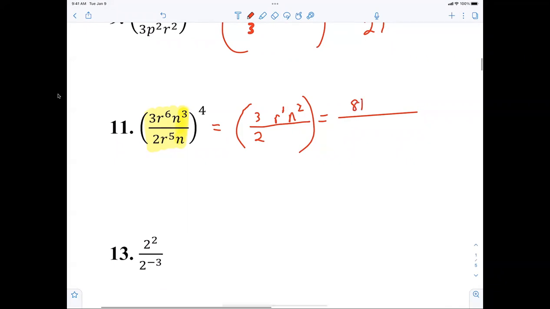It's easier sometimes to multiply them two at a time. And then what is 2 to the 4th? 2 times 2, 4 times 4. There you go, 16. And then r to the 4th. And then n to the 3rd, 8.